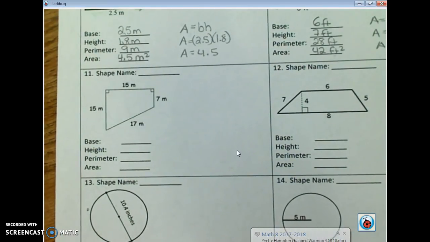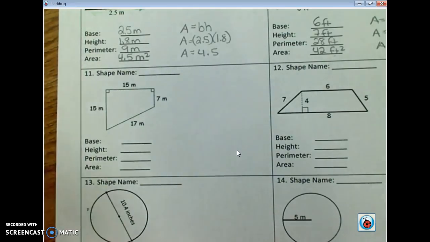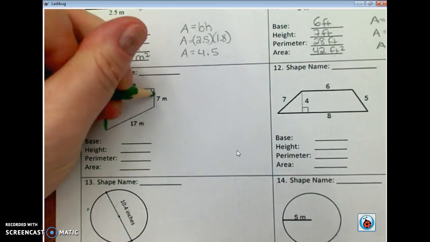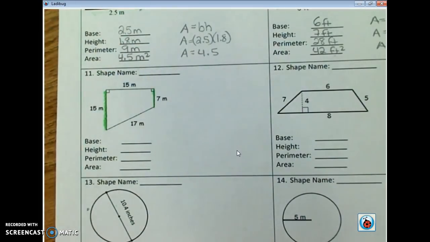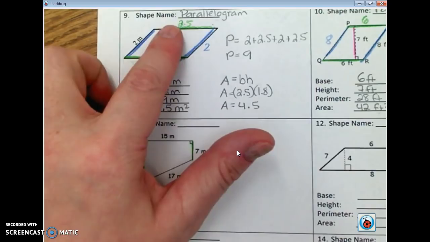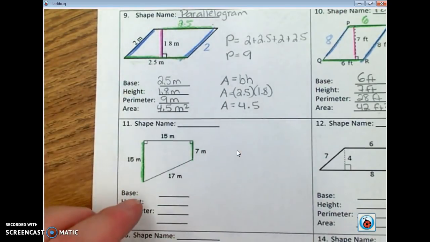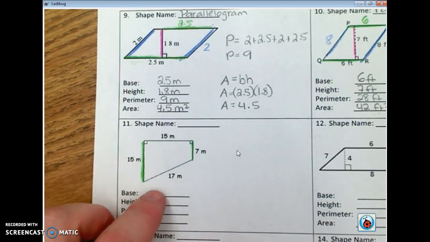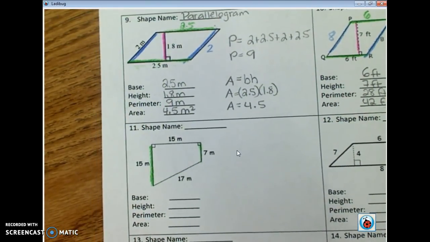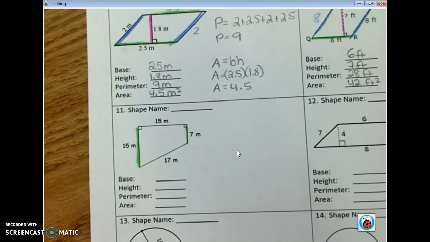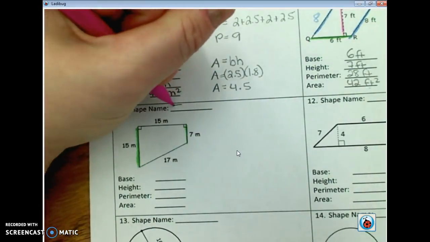All right, number 11. What shape do you think we have here? Well, I noticed that these 2 side lengths look parallel to each other. They're not congruent, but they're parallel. But the other sides are not. In a parallelogram, both sides were parallel, and they were the same distance, the same length. Same thing for a rectangle, same thing for a square. And since this shape only has one set of parallel lines, it is a trapezoid.